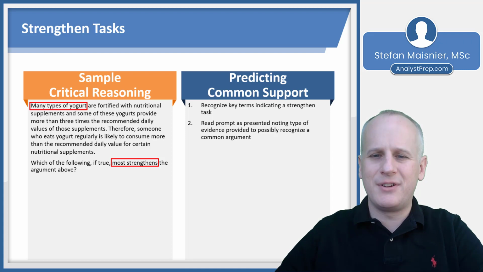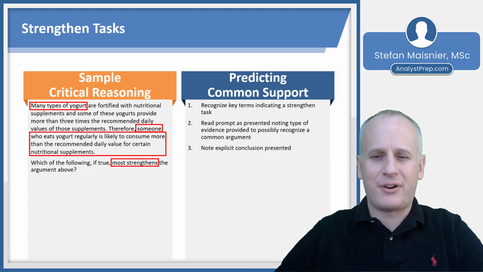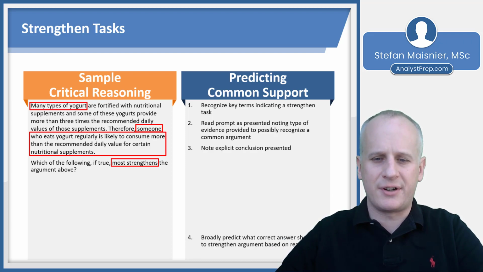And the many types of yogurt may indicate a representative sample type of argument. So we then have our explicit conclusion at the end, which is based on the statement about those many types of yogurt, which is that someone who eats that yogurt regularly is likely to consume more than the recommended daily value for certain nutritional supplements. Again, you're going to want to take these notes, but I'm just highlighting them for the purposes of this instruction.